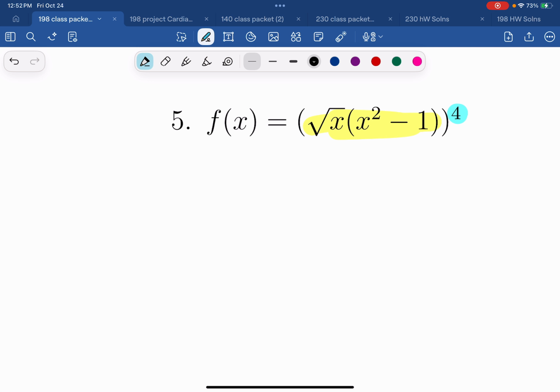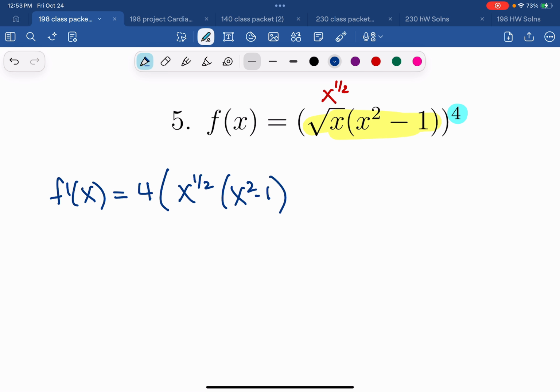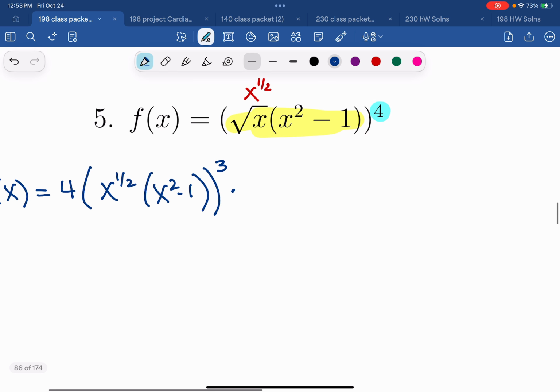power. And we're going to start out with f prime of x equals, bring down my 4, leave the x to the 1/2 because we're thinking of this square root of x as x to the 1/2. Times the x squared minus 1, all of that stays, and our new exponent is 3. Then we're going to multiply, chain rule says, by the derivative of the inside. And I'm going to put that here.